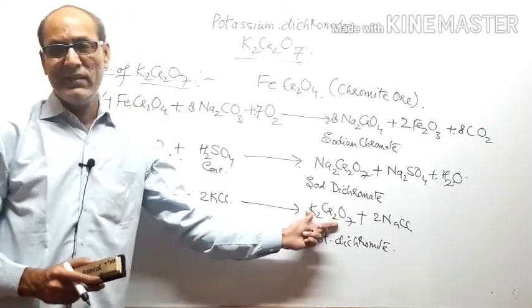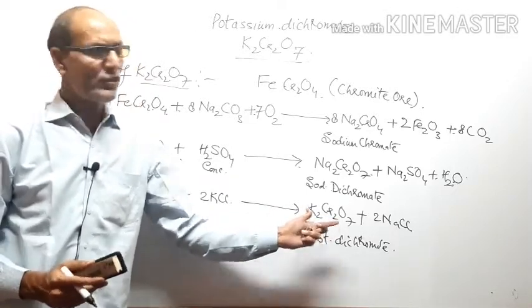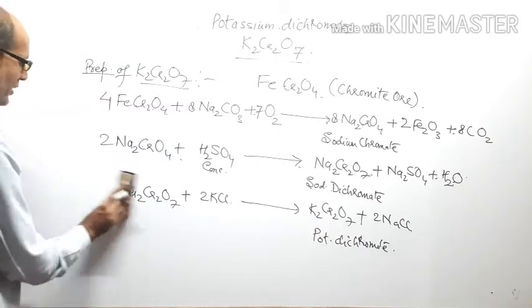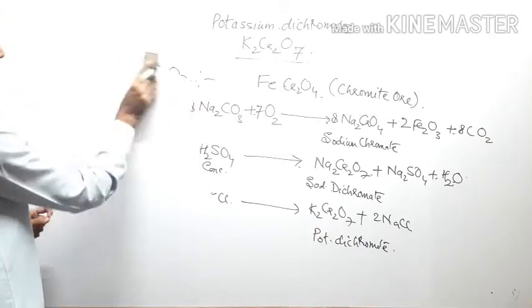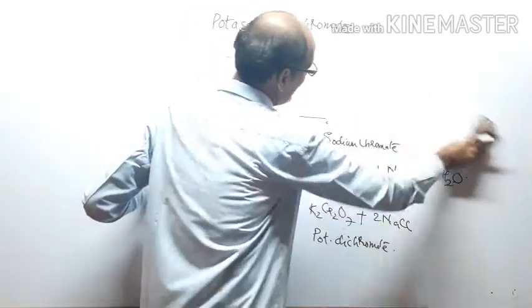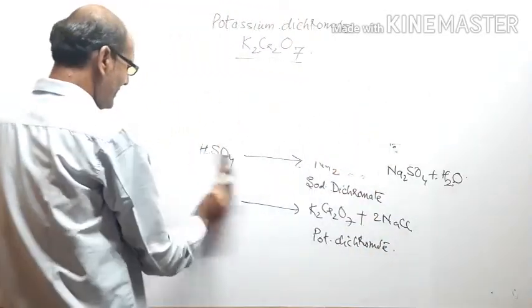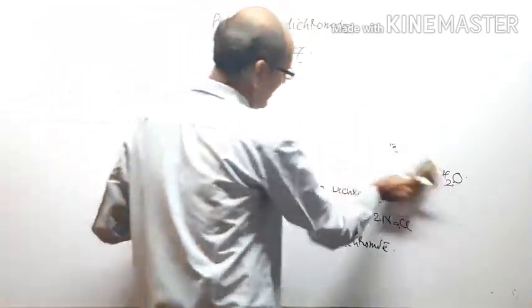This is an orange color crystalline solid. Now moving towards the properties of potassium dichromate. This is the only preparation according to the CBSE syllabus.